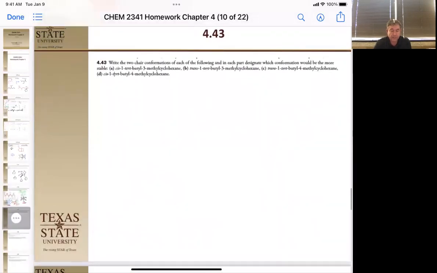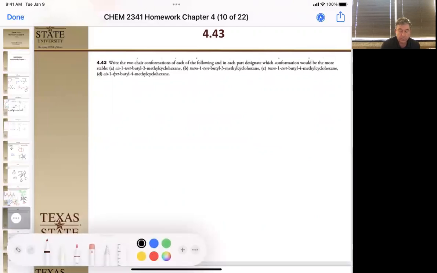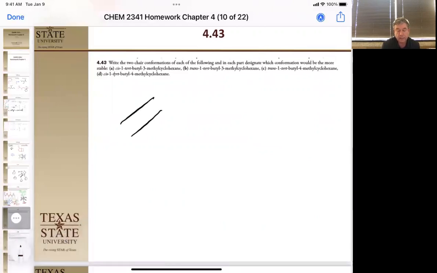So 43, write the two chair configurations for each of the following and designate which conformation is the more stable. We want to start with cis-1-tert-butyl-3-methylcyclohexane. All right, so let's use that trick for drawing a cyclohexane first, where we start out with two parallel lines. We're going to draw a bottom and a top here. That gives us our cyclohexane in a chair conformation.